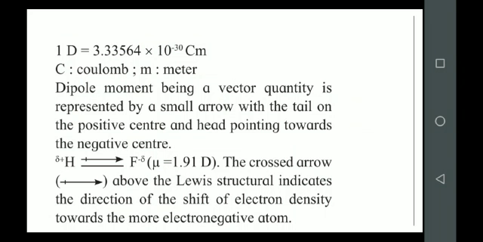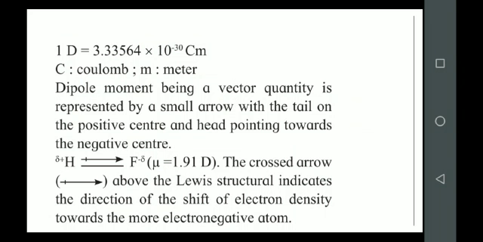Now dipole moment is a vector quantity. It means it has a particular direction. It is represented by a small arrow on a molecule. So when you draw a Lewis structure of a molecule and you show a bond between two atoms, you draw a crossed arrow above that bond, and the arrow is headed towards the more electronegative atom with its tail on the less electronegative, or electropositive, atom.